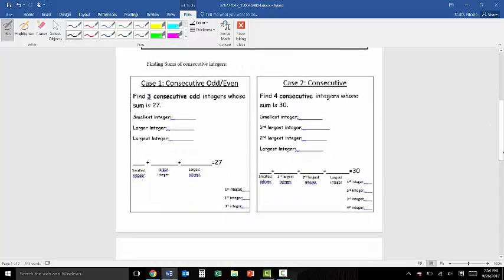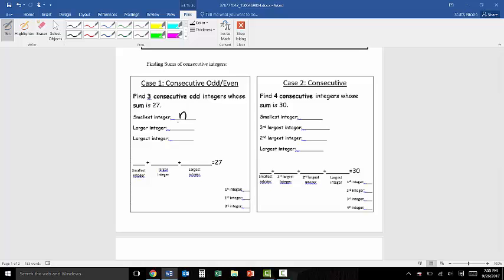So you will be doing some problems that use the word consecutive, and they'll either be case 1s where they'll say consecutive odd or even, or they'll be case 2 where it just says consecutive. So there's a different setup for each case. I'm going to show you the odd or even case first. The problem says find 3 consecutive odd numbers whose sum is 27. So this is actually very simple. Your smallest integer is, well, you don't know what the first number is, so you have to create a variable. So let's use n.